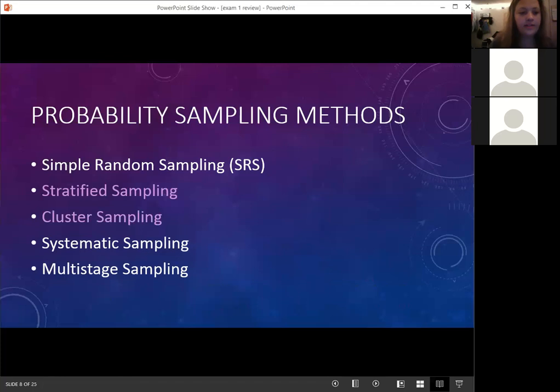Okay, so probability sampling methods. We talked about all of these here, but I just want to go over them. So simple random sampling, that's literally just when you're taking random samples from the population. That's like our basic sampling method. Stratified and cluster are definitely the ones that sometimes are a little tough to understand.